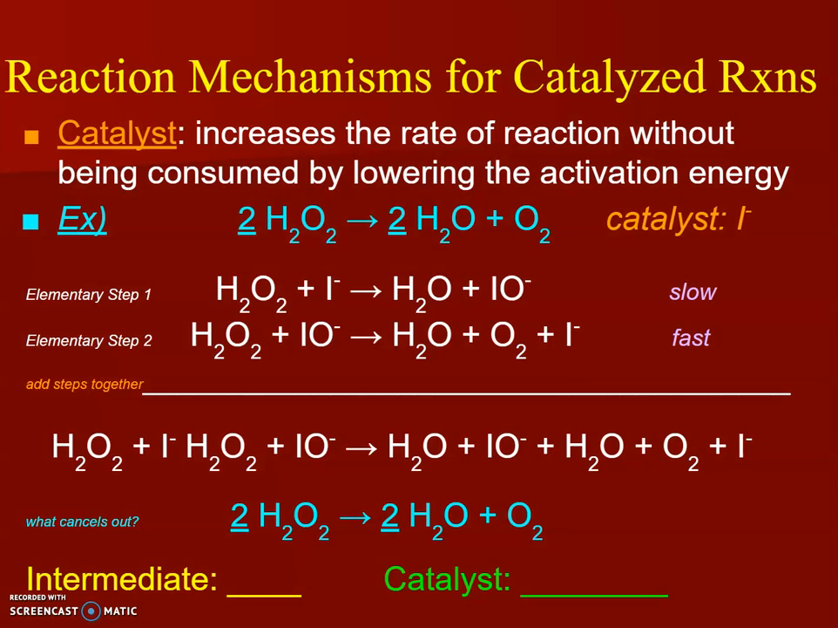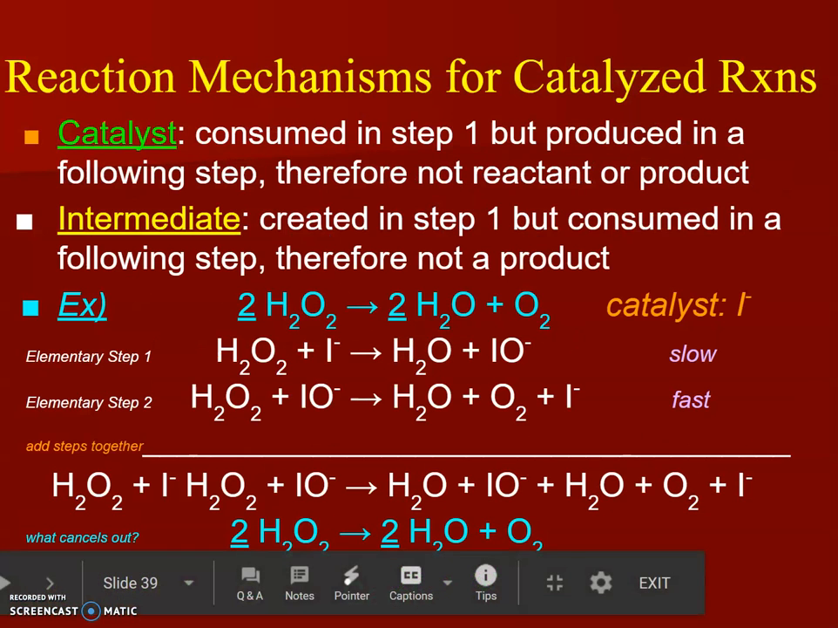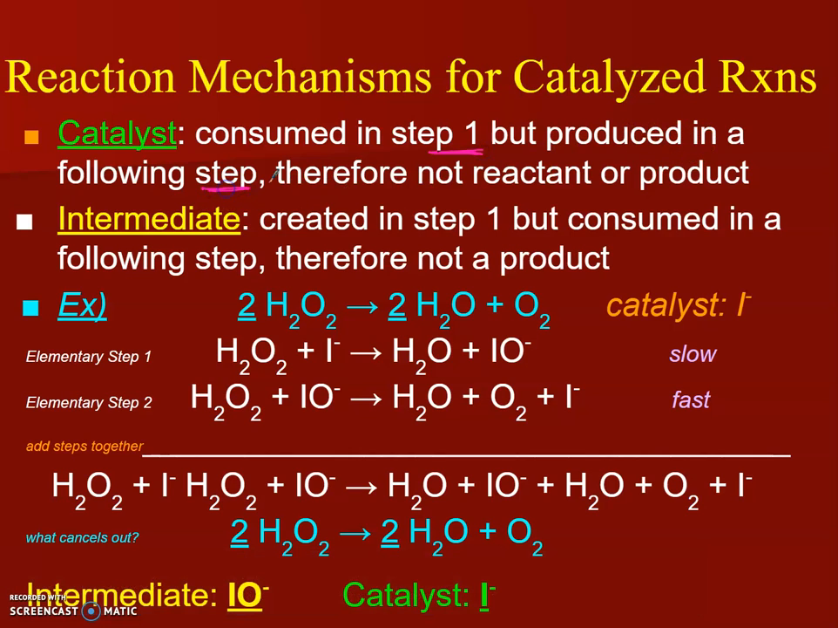All right, so let's do our definitions. A catalyst is consumed in one step, but then it is produced in another step. So your iodide ion is going to be our catalyst here, whereas the intermediate would be produced or created in one of the steps, but then would be consumed on the other side. So our intermediate would be our hypoiodide, and we know the O means one oxygen and the prefix hypo.